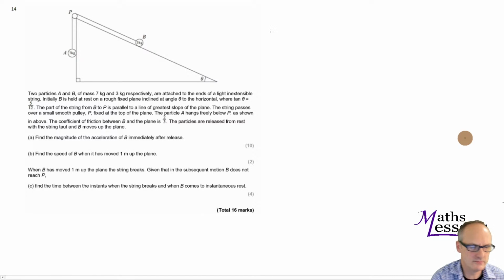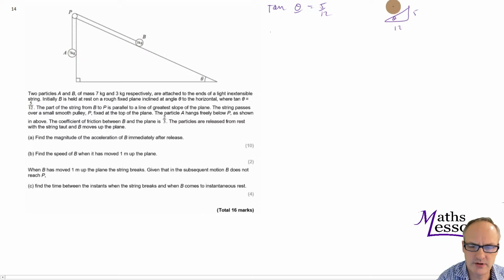Right, so here we go. We're going to go through just part A of this question to start off with. Now, the first thing I always look at is when you see this tan theta equals 5/12, is to actually use that and draw the triangle of what that means. So if you've got 5 and you've got 12, then we're going to have 13 over here. So sine theta will equal 5/13, and cos theta will equal 12/13. So we've got those ratios ready.